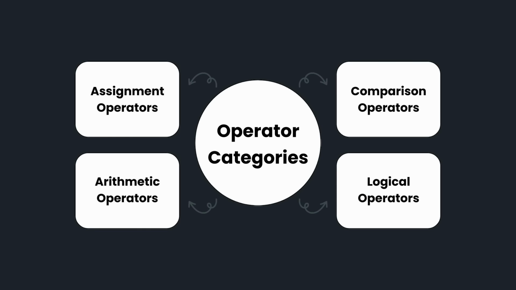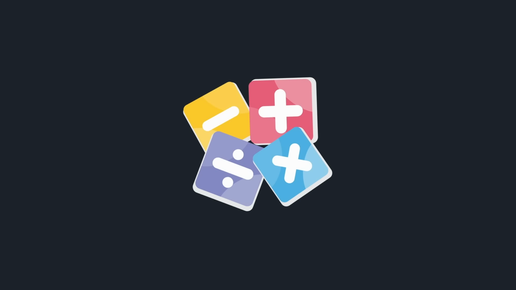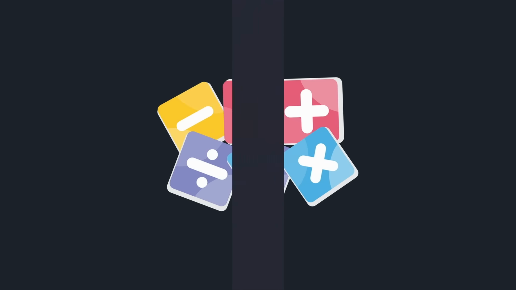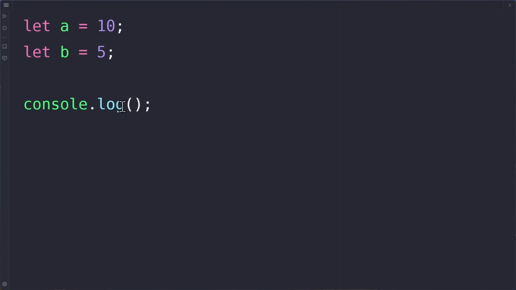Now that you understand what operators are, let's start working with them. We'll begin with arithmetic operators. Arithmetic operators are used to perform calculations on numbers. Here we have 2 variables, a and b, 10 and 5. Usually we should use more descriptive names for variables, but just for simplicity we'll stick with a and b.